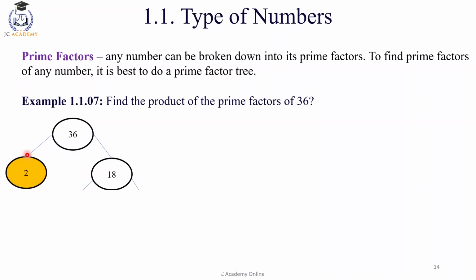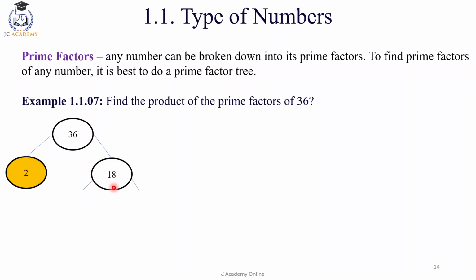The number 2 is in its lowest form, in its prime factor form. So we can't do anything with this. So let's color it and let's move on to the other branch, which is 18. Now, this number 18, notice that this is also an even number because the last digit is even.